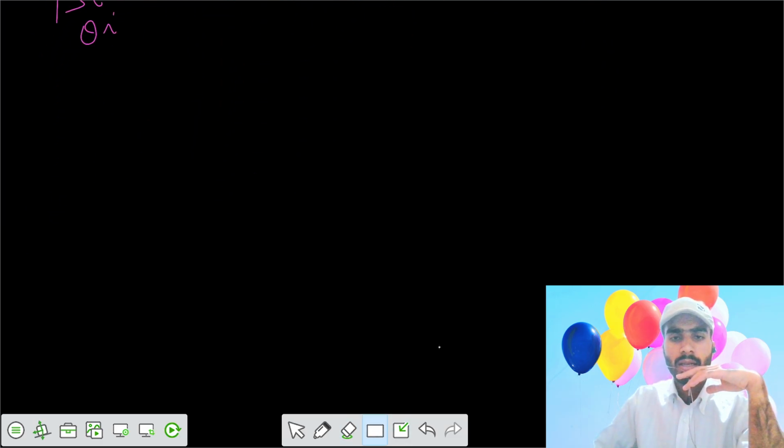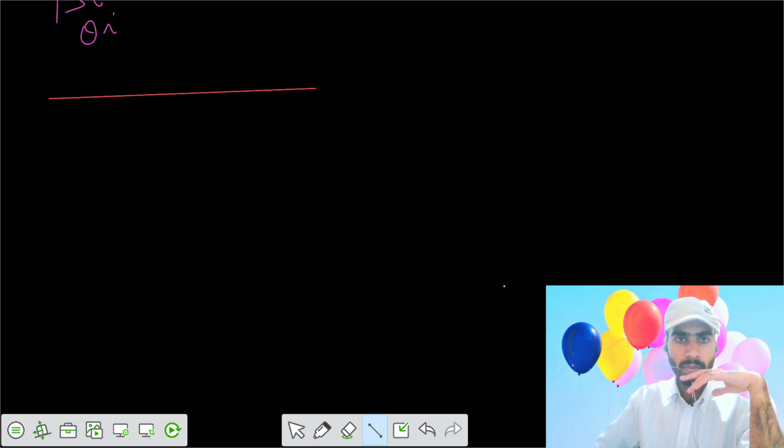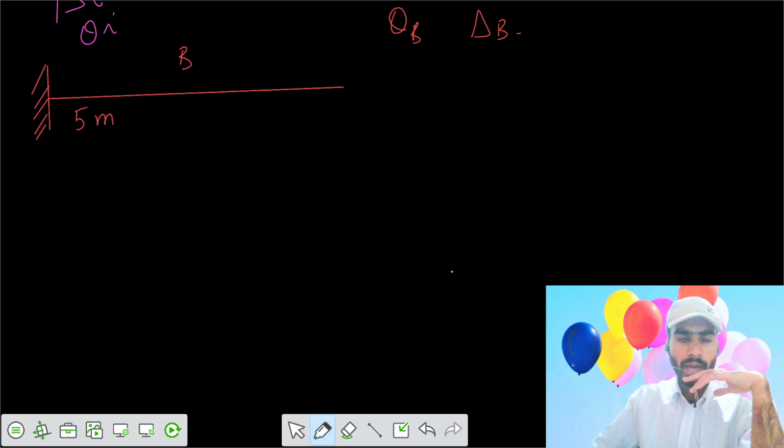First problem: say you have a 10-meter cantilever beam. It's saying to get the value of theta B and delta B, where B is at a point 5 meters from the fixed support. Then we have this other part, also 5 meters. You are applying a point load of 3 kilonewton at the free end. It's saying to get the value of theta and delta at this point.